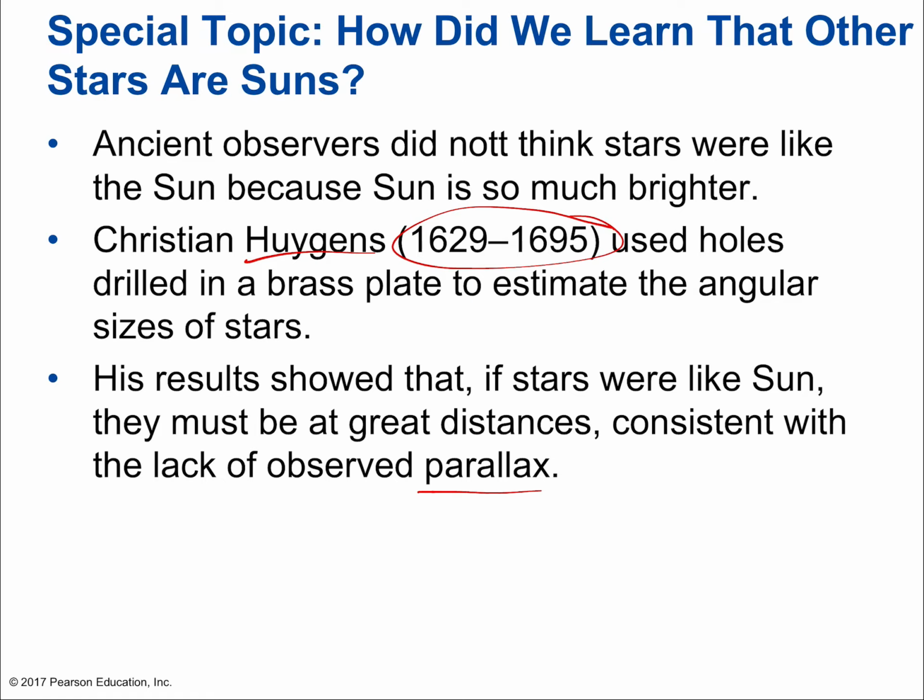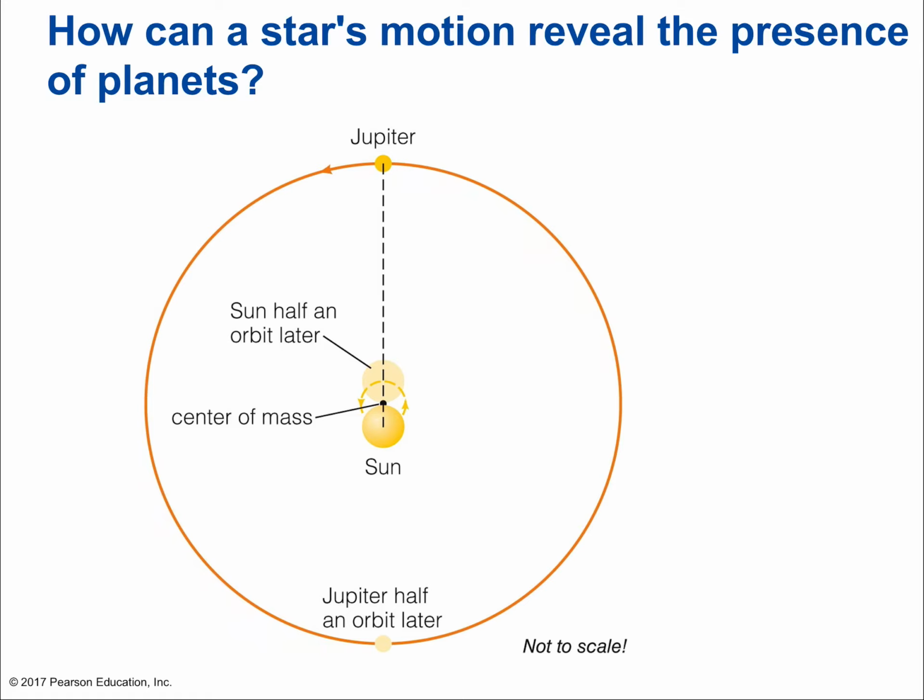But that wouldn't come until over a century after Huygens' confirmation that perhaps they were really that far away. Okay, so how can a star's motion reveal the presence of planets? Now that we realize that stars are so incredibly far away, light years away, and that they're just as bright or brighter than our sun, but they appear faint, then what can we do? How can we measure anything about them? How can we determine if they have other planets orbiting them? Well, one of the key ways is wobble.